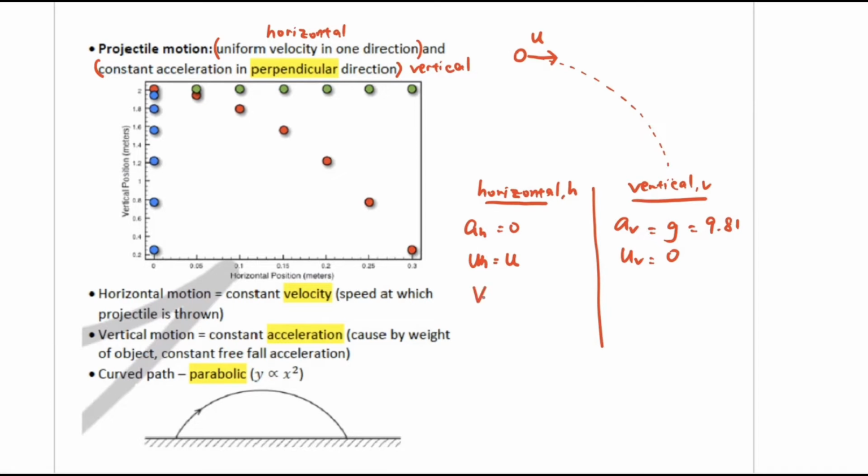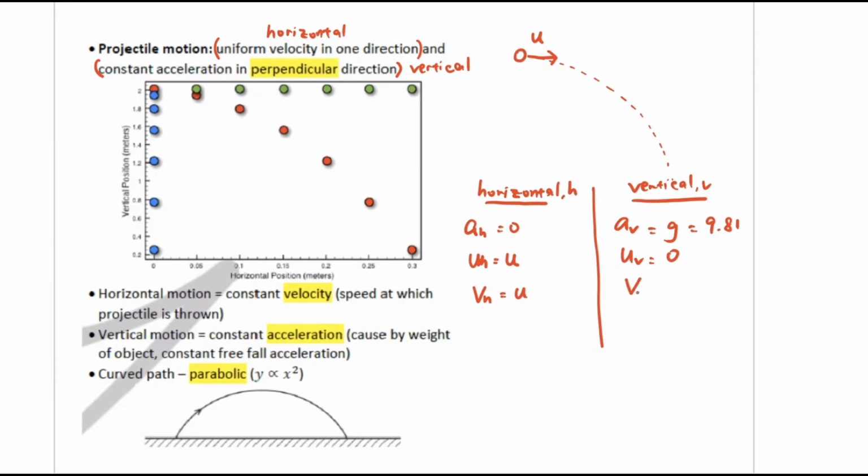The final horizontal velocity is also u, because it has uniform velocity. So the velocity is u all the time. We assume there is no air resistance. So that's why it's u all the time.